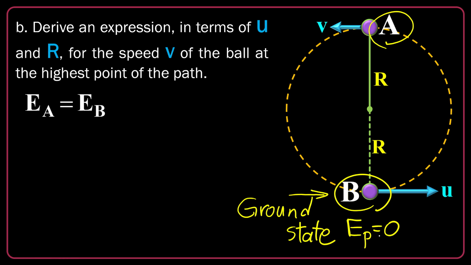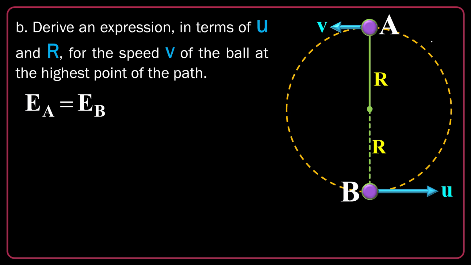EA is equal to EB. EA is the mechanical energy at point A. At point A, rather than only the kinetic energy, because it has a speed, we have also potential energy.